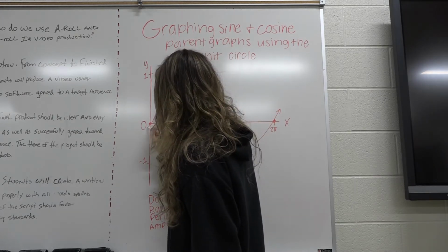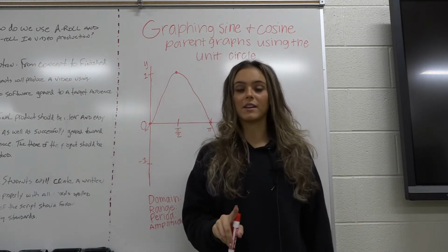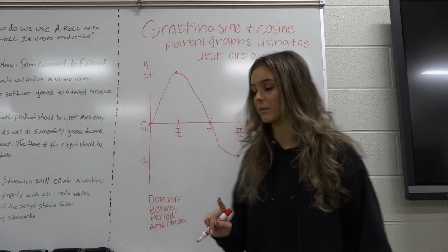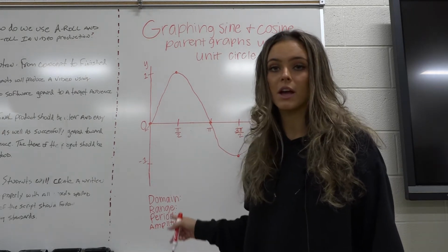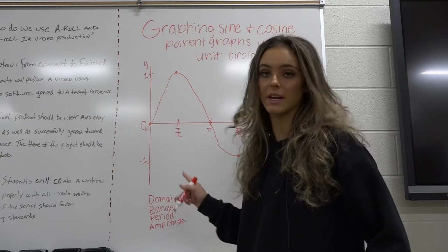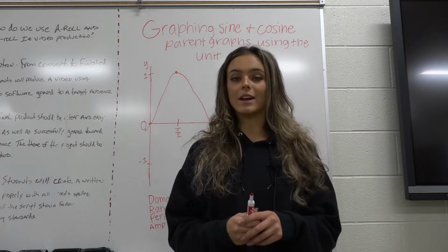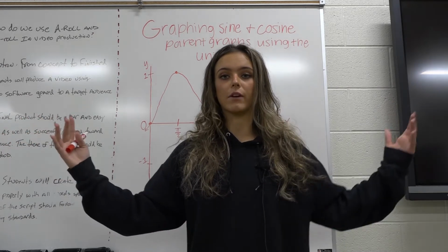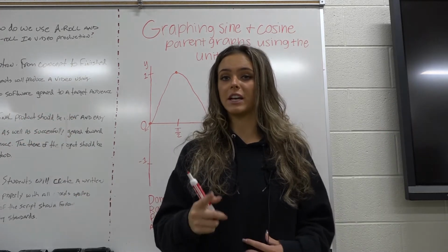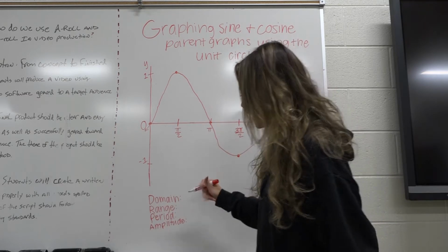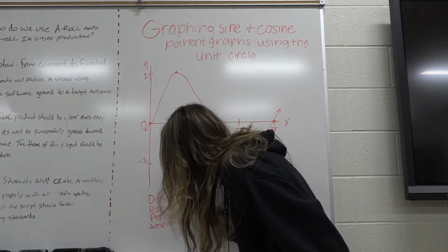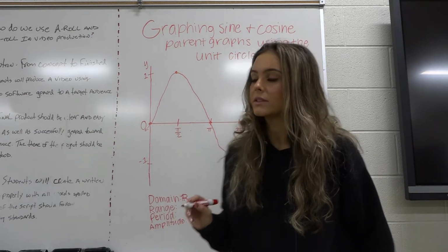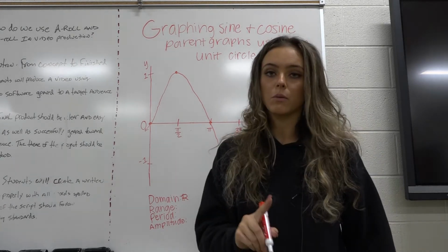Make sure to put little arrow points on the end of the graph because this graph goes on forever. Now to move on to the domain, range, period, and amplitude. The domain is all of the x values, so basically how far the function goes this way and how far the function goes this way. Since this graph is continuous and goes on forever, the domain is all real numbers.